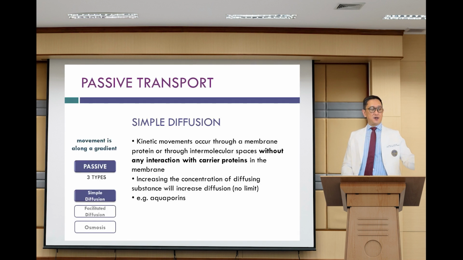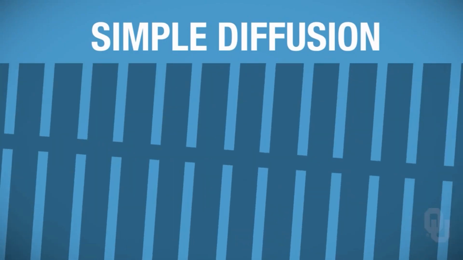Okay, we move on. Simple diffusion is a kinetic movement occurring through a membrane protein or through intermolecular spaces without any interaction with carrier proteins in the membrane. Increasing the concentration of the diffusing substance will increase diffusion. Example, aquaporins, but I want you to remember at this point that it is a water channel, and we're going to talk more about this when we talk about osmosis. So we're going to talk about simple diffusion.